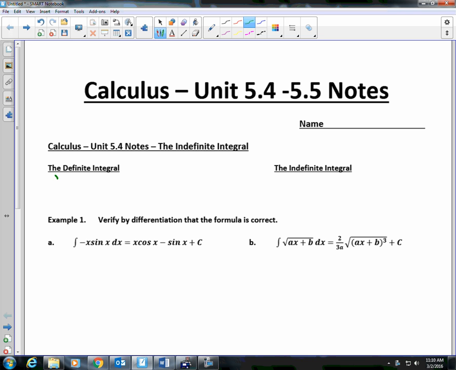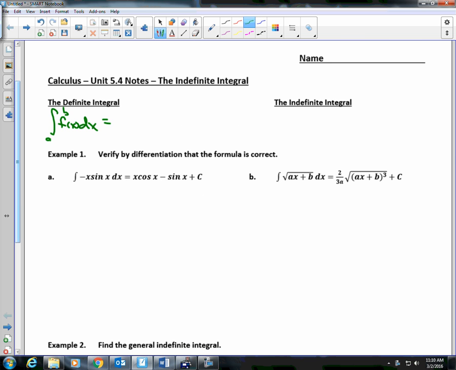The definite integral looks like this. What we learned about the definite integral is it has boundaries. It has a and b. If you want to evaluate it, you take big F of b, you subtract big F of a. That will give you the value of the definite integral.